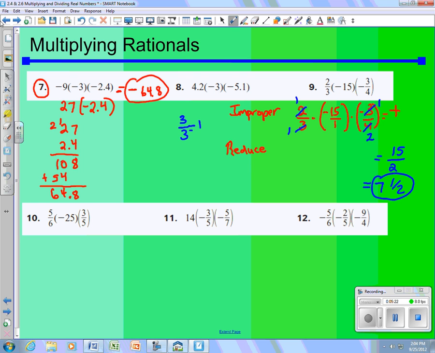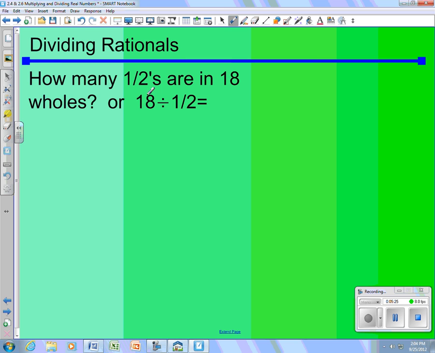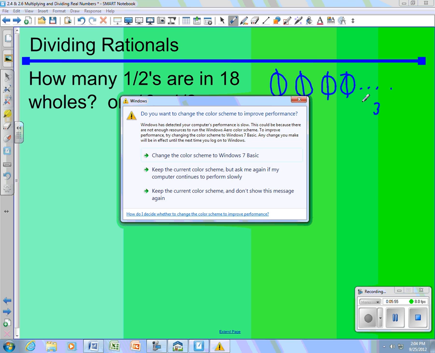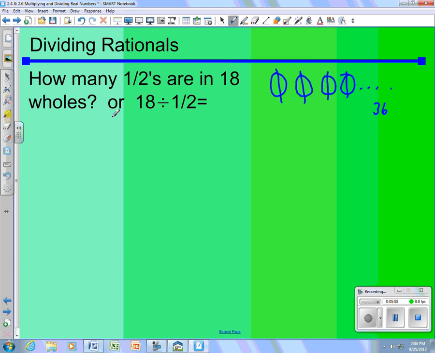Okay? On to division. All right, so a lot of people know the rule for division, but I like to talk a little bit about why that rule works. Do you know how many 1/2s are in 18 wholes? So for example, I'm not going to draw 18 pizzas, but if you had 18 pizzas and you cut them in half, how many half pizzas would you have, or how many friends could you feed? Well, the answer to that problem, if you think about it, would be 36. So if we ask the question, how many halves are in 18 wholes, the answer would be 36.